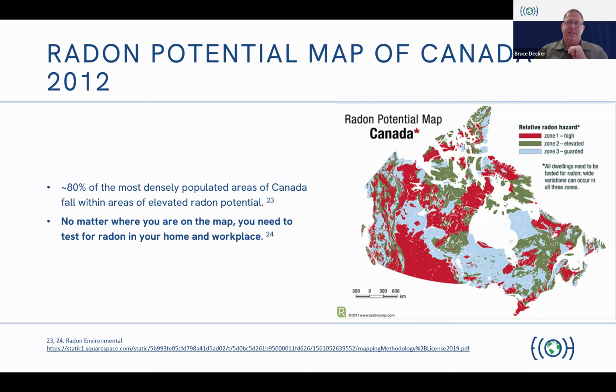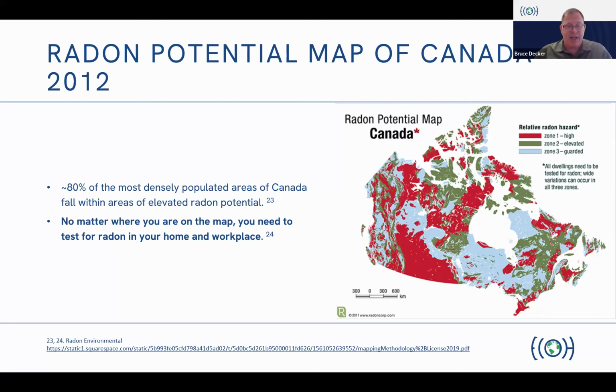And you'll note that it's listed into 3 zones. Red zone is high, the green zone is elevated, and the blue zone is guarded. Now, in layperson's terms, you could consider those high, medium, and low. But the US did that when they came out with their map, and they found out that people would look at the low area and say, oh, I'm in a low area, I don't need to test.